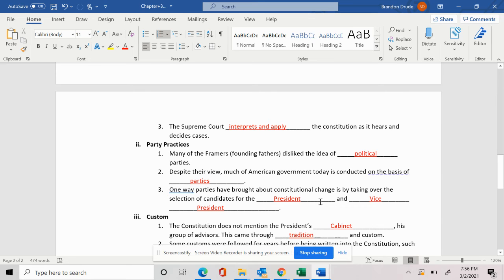So parties have influenced how the Constitution has run or how it's changed in a few ways. But the most noticeable is how the president and vice president are elected. Back in the day, when a president was elected, the person won, and the vice president was the runner-up. That means, in today's context, in the latest election that we just had, we would have President Joe Biden and Vice President Donald Trump if we kept the old system.